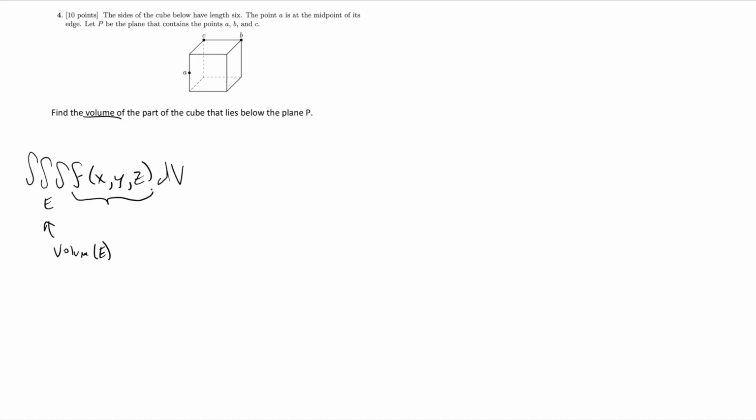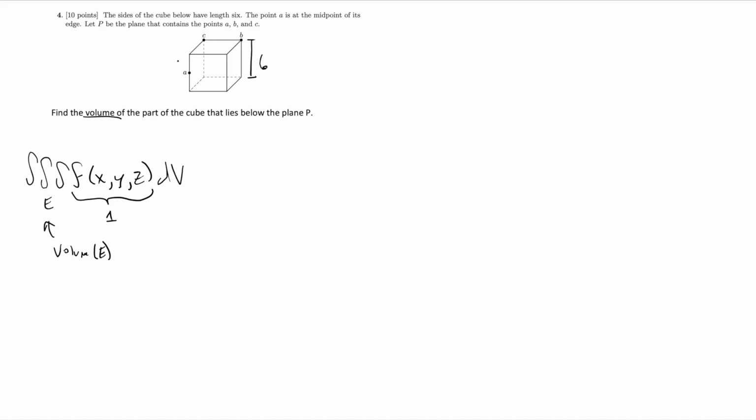This guy right here, our integrand, is going to be 1. So the triple integral of 1 is going to give you the volume of the region E. Now let's look at what our region E is in this case. We have a cube with a side length of 6.